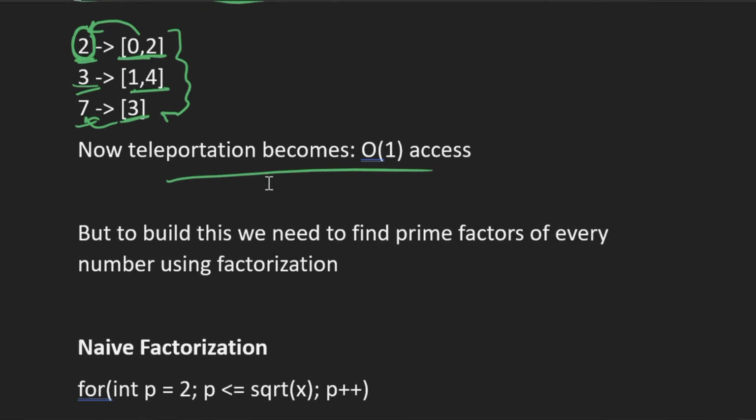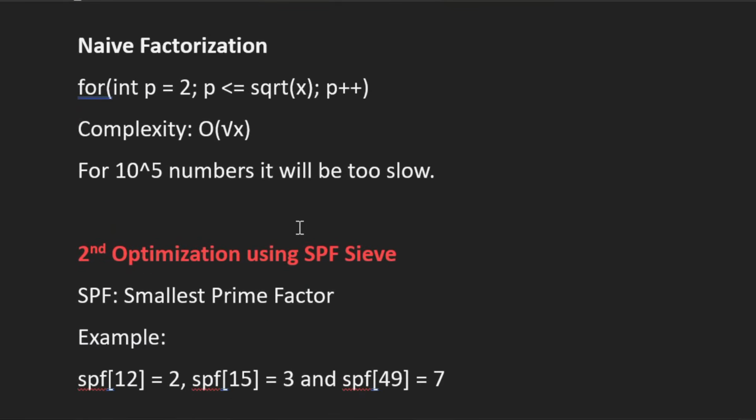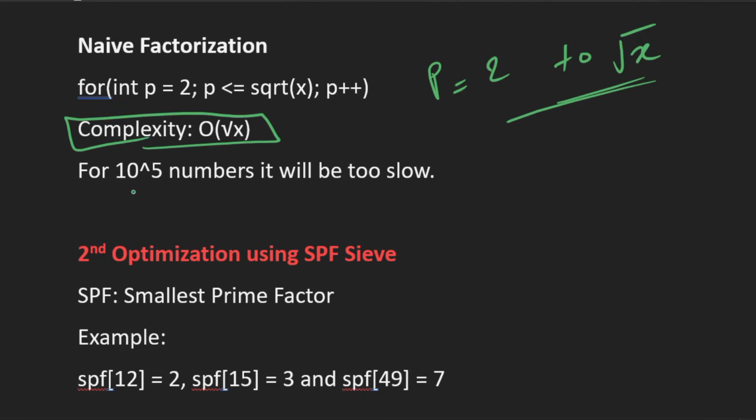But the thing is that to build this mapping, we need to find the prime factors of every number, using factorization. Now if we use naive factorization, meaning straightforward factorization, that is to use a loop from 2 to square root of x, the complexity will be O(sqrt(x)), right? And for 10^5 it will be too slow.